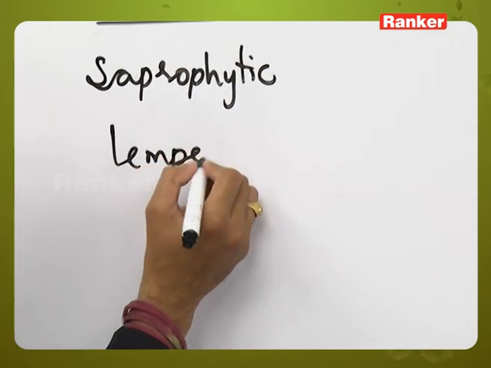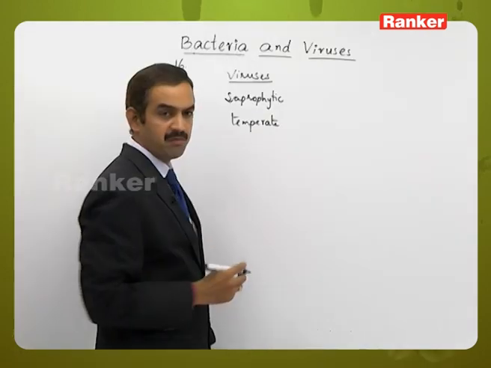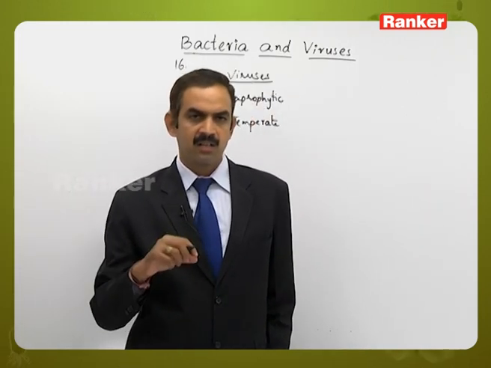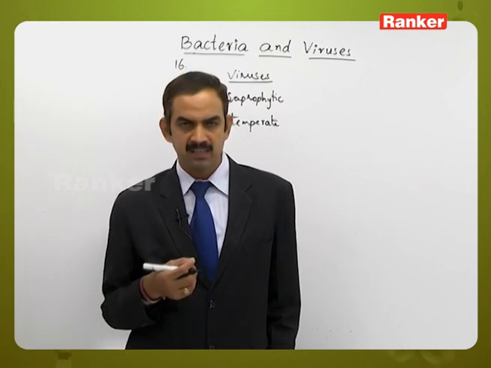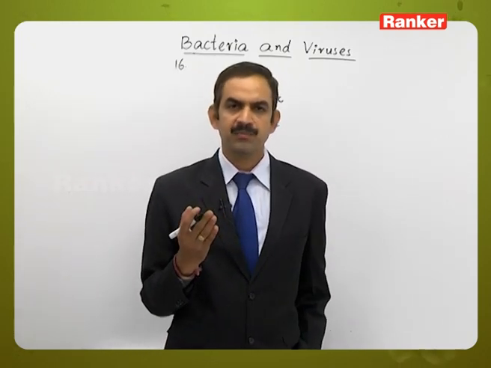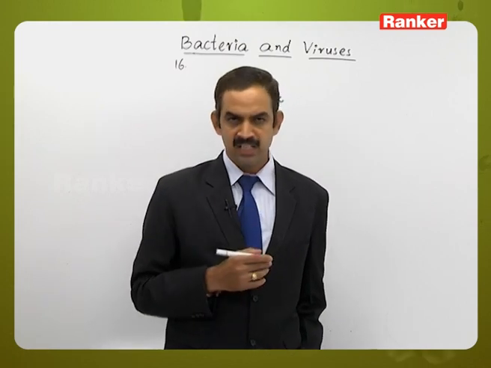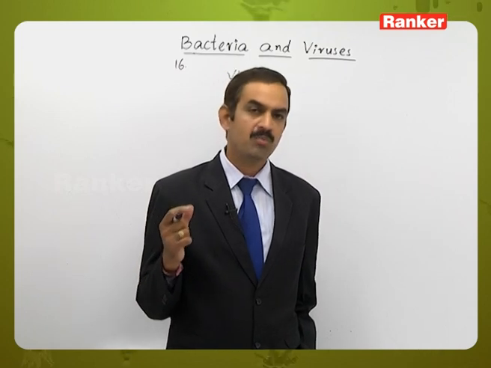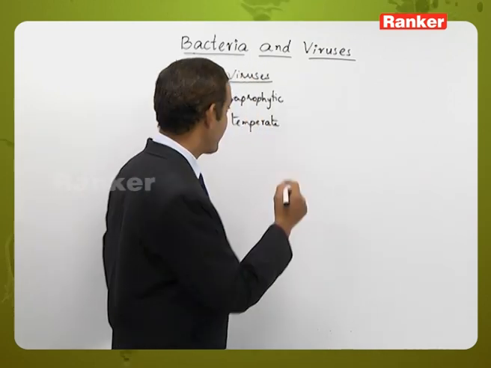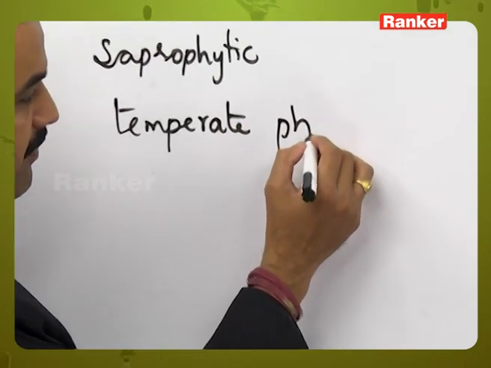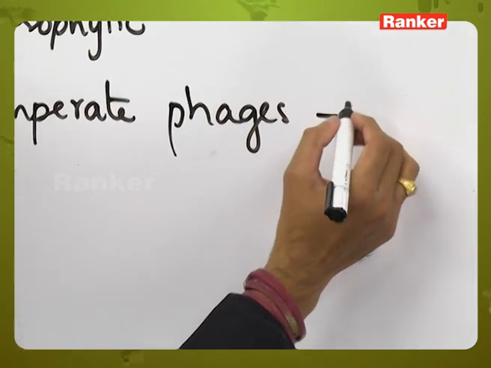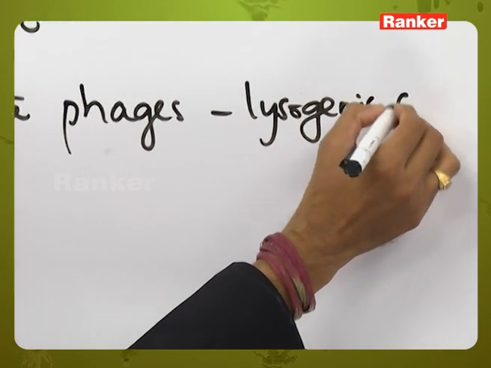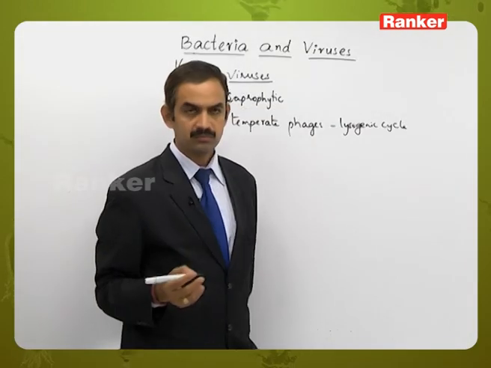The second one is temperate phages. Temperate phages means that when the viral DNA is incorporated into the bacterial cell, the viral DNA will get fused with the bacterial DNA and converted into the prophage. So that is not causing any harm to the bacterial cell. Such types of viruses are called temperate phages, and these participate in the lysogenic cycle.